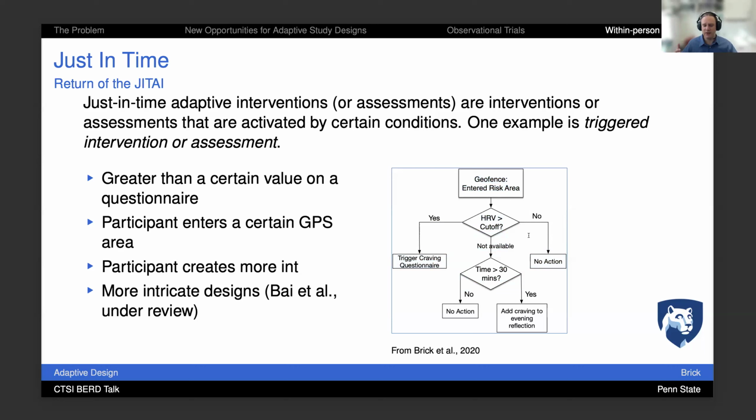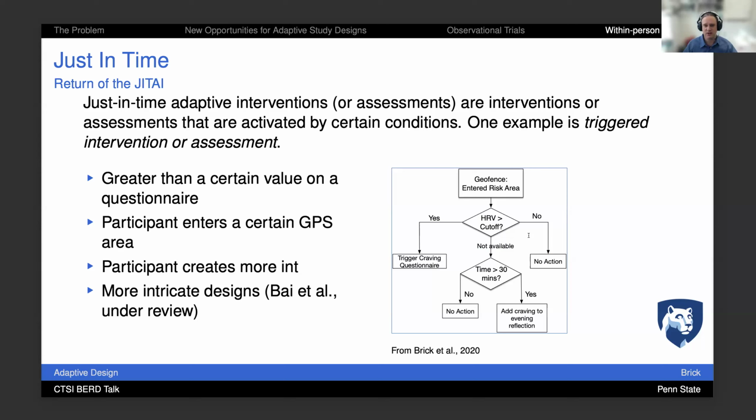Most just-in-time adaptive interventions right now are messaging interventions. So if there is an intervention, the intervention would be something like, hey, you're at a bar with a bunch of people and you're feeling stressed. Now might be a good time to leave the bar. Things like that just nudge people to do what they're supposed to do.